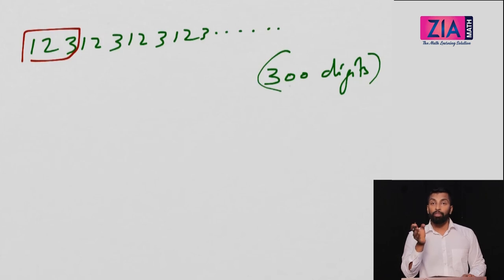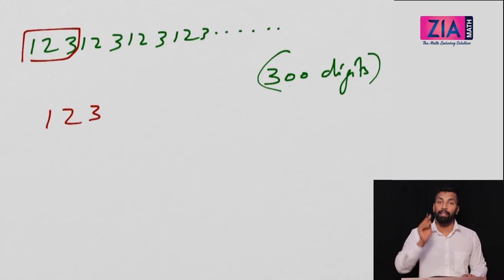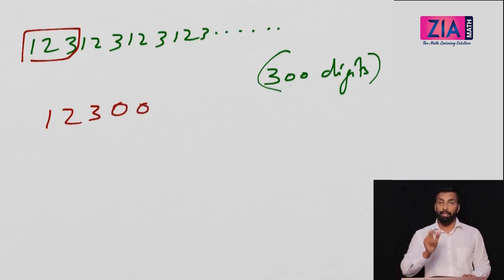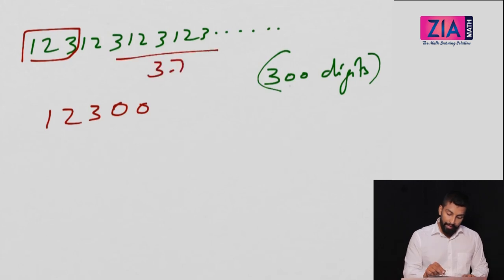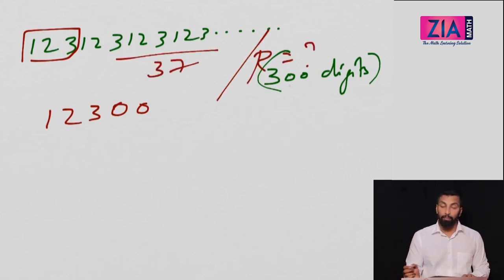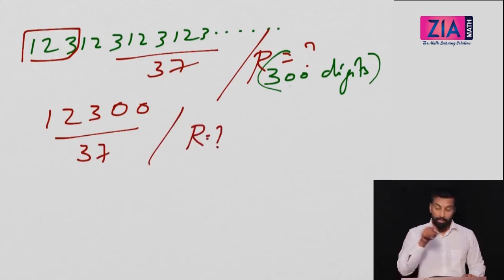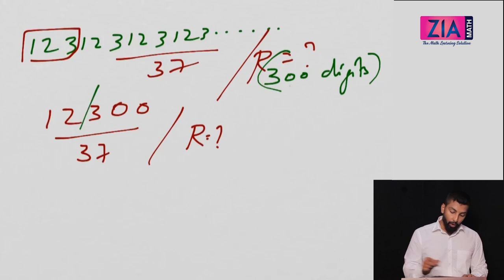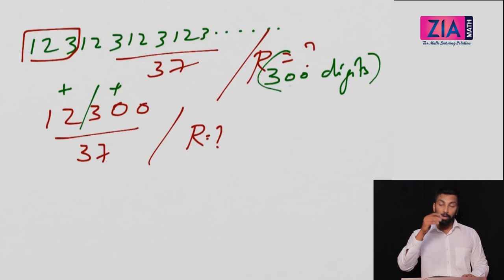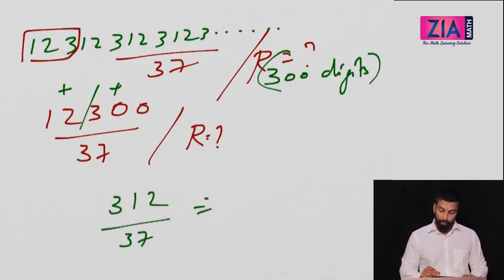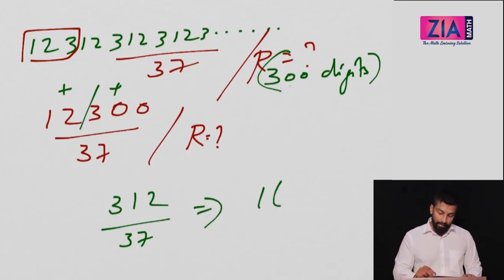Now you need to add all the triplets. So 123, 100 times, is what you get if you add all the triplets. Then, divided by 37, the remainder is what you need to find out, right? So you can divide this by 37 and find the remainder. Or if you still want to simplify, you can group into triplets again, so you put plus, plus. So 123 plus 0 becomes 312 in the group sum. 312 divided by 37, you can get the answer faster. You get 16 as the remainder.